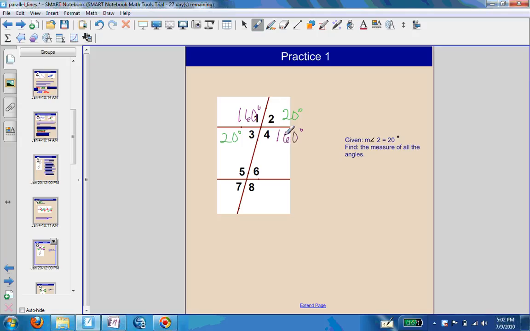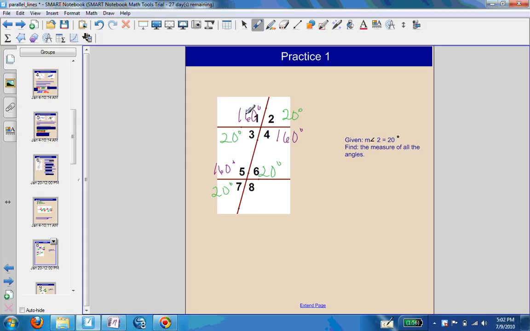Supplementary to 4, and supplementary to 1. So now I can use corresponding angles to figure out all the angles down here as well. 2 is the same as 6, so what's the 3 the same as? The 7, and those two are vertical, 6 and 7. And then 5 is the same as what? 1.